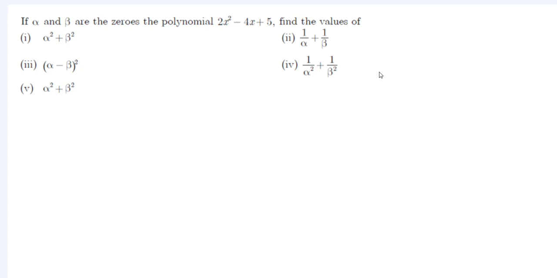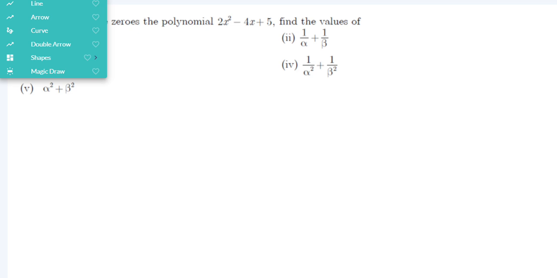So, in the previous video we have solved question number 33. Now we are going to solve the or part of question number 33 from the sample paper. Okay. So let us take a look at the question. If alpha and beta are the zeros of the polynomial 2x square minus 4x plus 5.